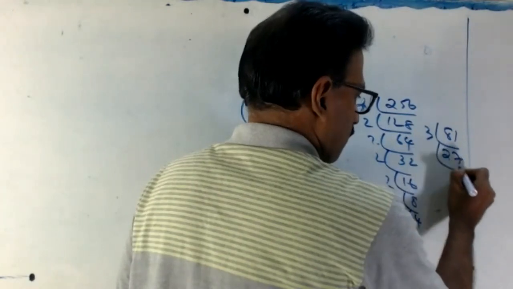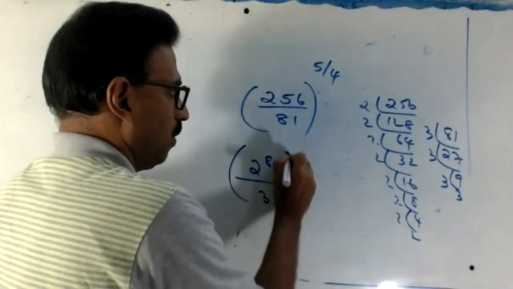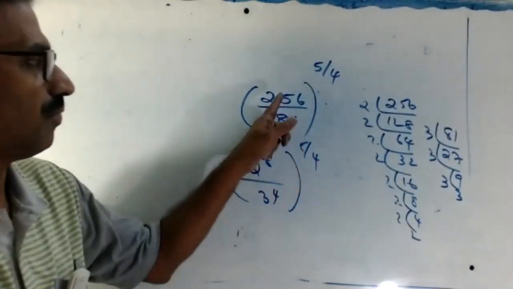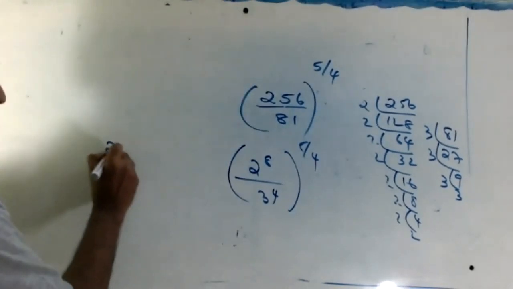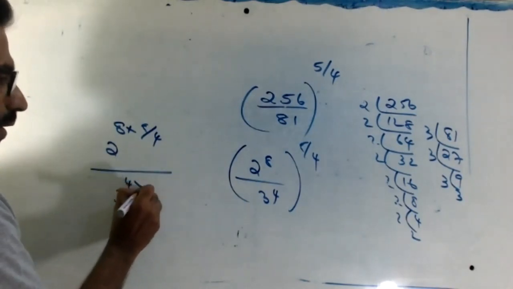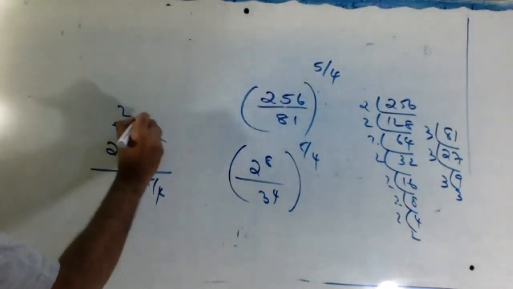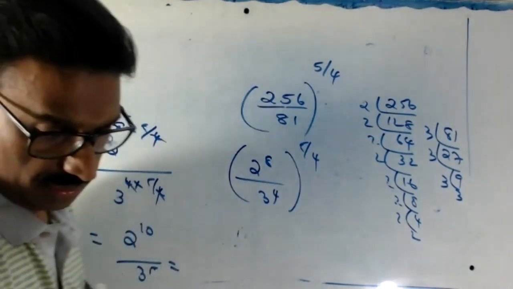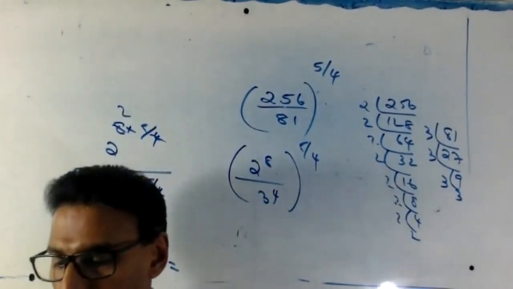81 is 3 times 27, 3 times 9, 3 times 3, so 3 raised to 4, all raised to 5 by 4. Those who are smart can directly write 4 raised to 4. Now look at here: 2 raised to 8 into 5 by 4 divided by 3 raised to 4 into 5 by 4. The 4s cancel here, so 2 raised to 10 divided by 3 raised to 5. Answer? 1024 divided by 243. Do it now.